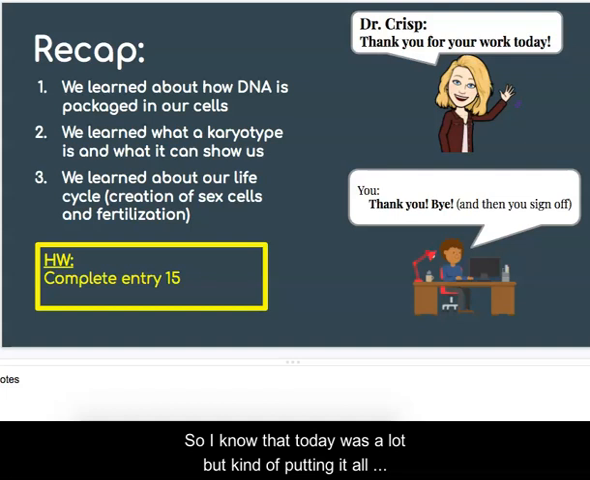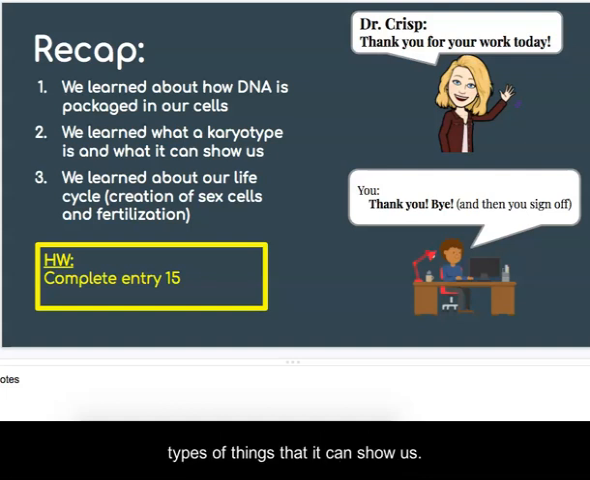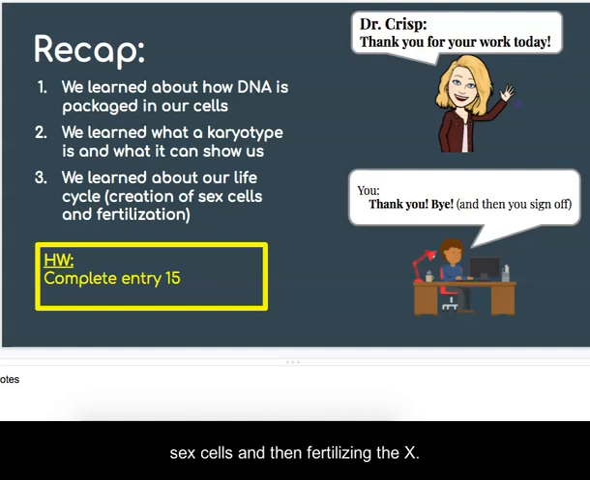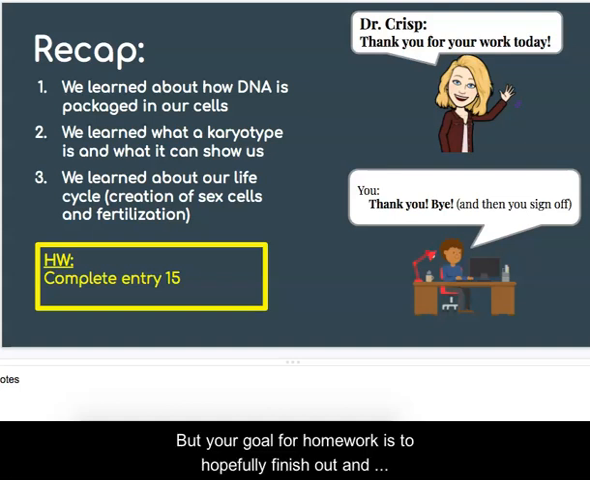I know that today was a lot, but putting it all together, we learned about how DNA is packaged up in our cells. We learned what a karyotype was and the types of things that it can show us. And then we learned about how our life cycle works, in the sense of making sex cells and then fertilizing the eggs. So your goal for homework is to hopefully finish out entry 15 for next class.